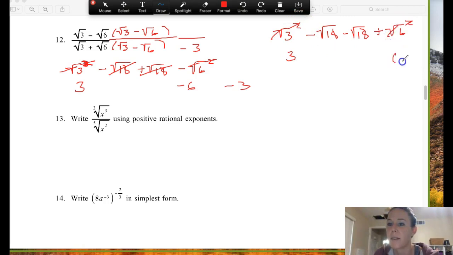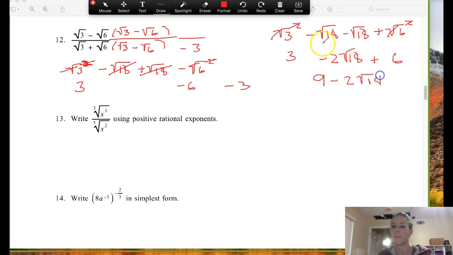That cancels and I get 6. These don't cancel. I get 2 of them. There's 2 root 18. So negative 2 root 18. And then 3 plus 6 is 9. So this will be 9 minus 2 root 18s. So, and that is an 8, sorry. So on top, I'm going to have 9 minus 2 root 18s.